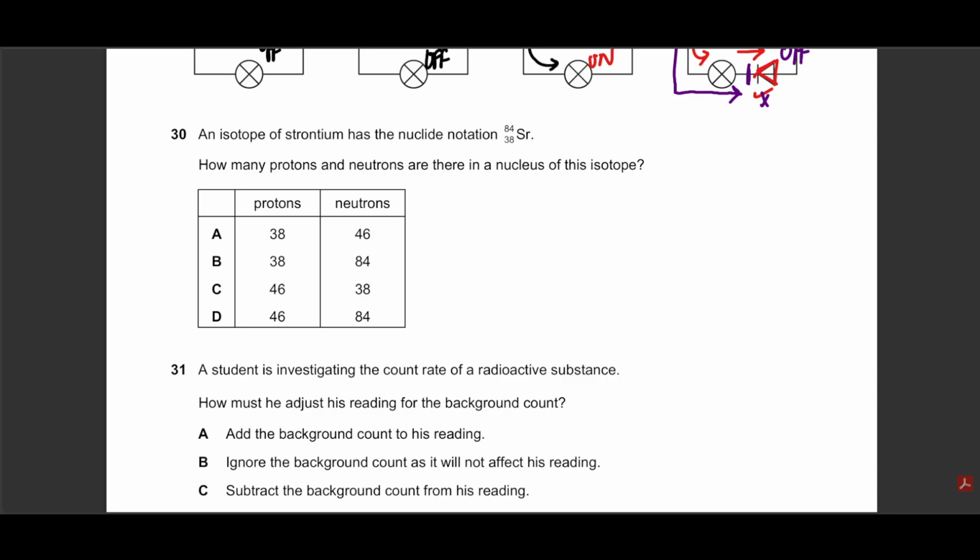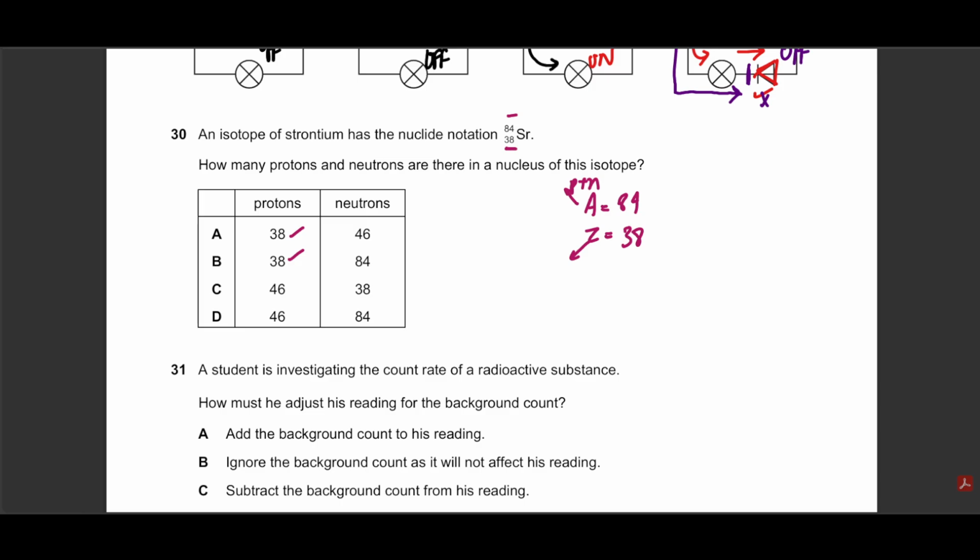Now, question number 30. An isotope of strontium has a nuclear notation. Very straightforward question. Protons are the number written at the position 38, and neutrons are found by subtracting these 2 numbers. So A is equal to 84, Z is equal to 38. This is representing protons, and this is representing protons plus neutrons. So if you want to find neutrons, it will be subtracted.